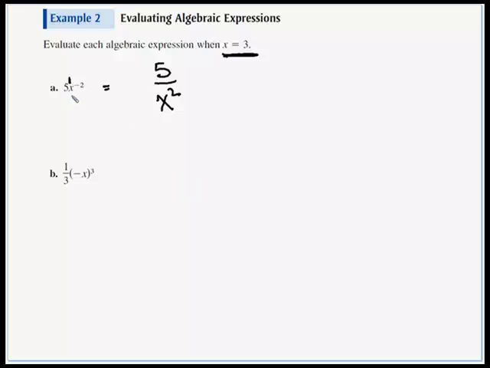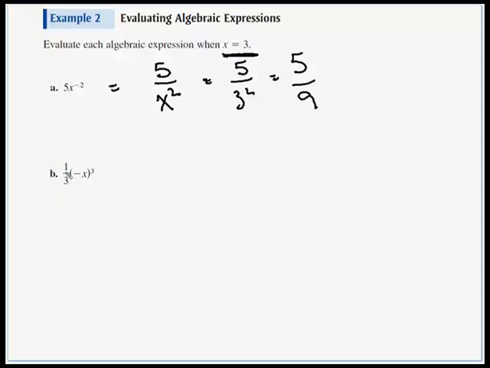And just for completeness sake, let's say this was 5x quantity to the negative 2. If there were parentheses around that 5x and it was all to the negative 2, then that would be 1 over 5x quantity squared. But back to the problem they gave us, we now have that as 5 over x squared. Now we can plug in the x is 3, 5 over 3 squared. And we know that 3 squared is 9, 5/9.